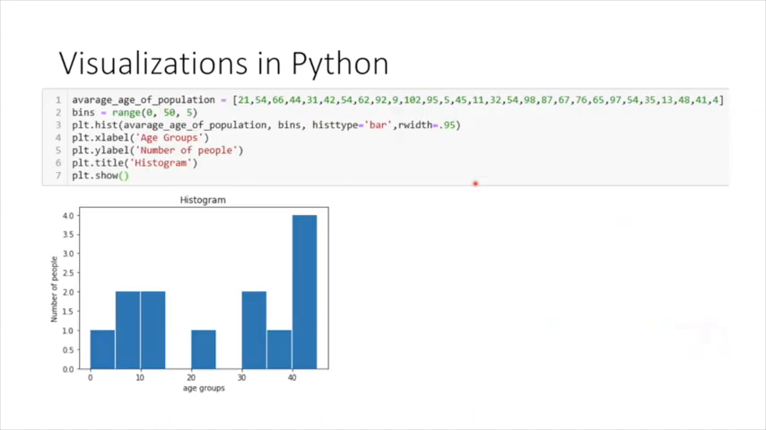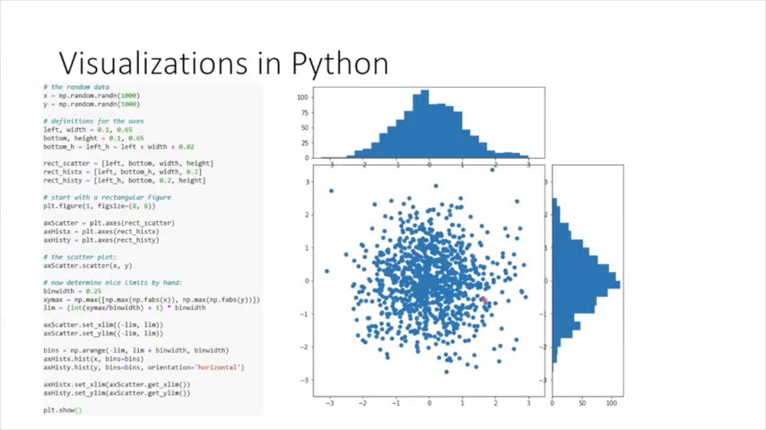If you wanted to make a bar or a histogram, you can make a histogram with the hist function. If you wanted to make even more complicated graphs, you can do that as well. I won't necessarily go over this, but the matplotlib website has tons and tons of examples for many, many different types of visualizations you can make.